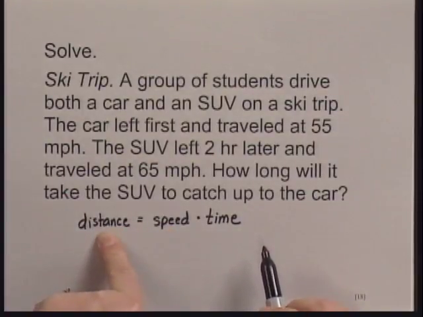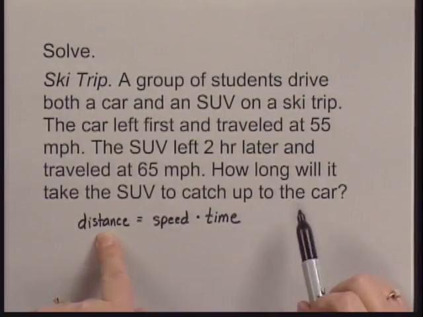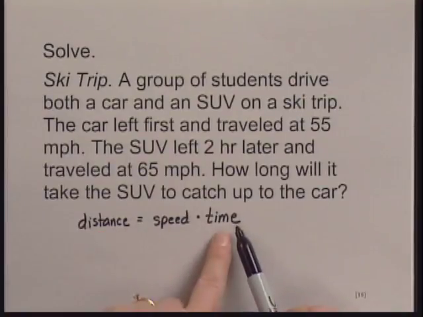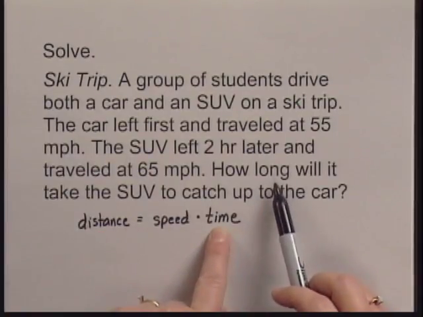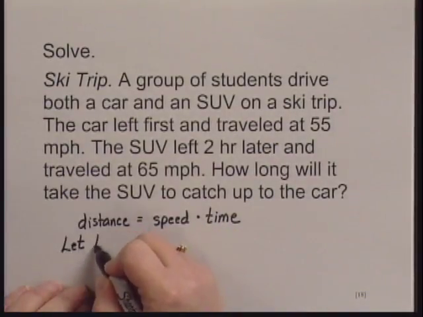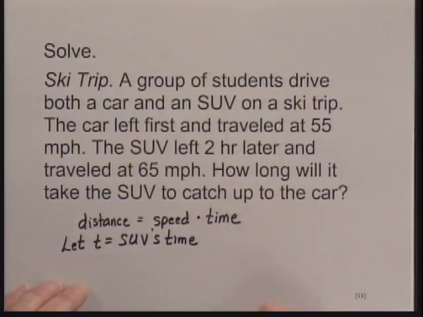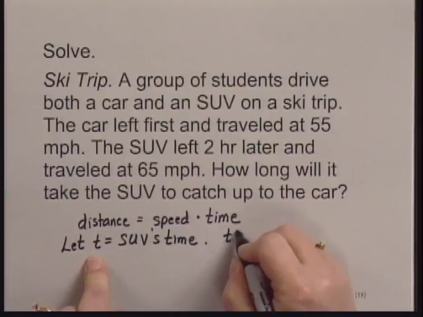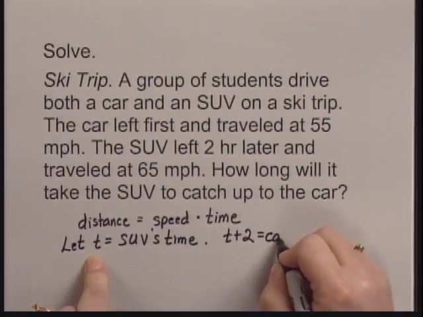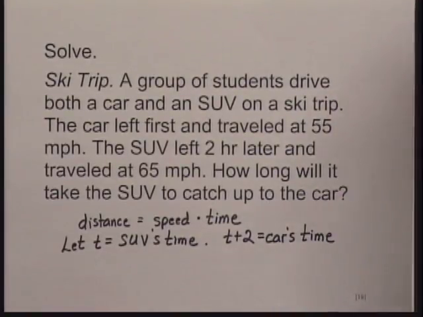The distances will be the same because at a certain amount of time, the SUV is going to catch up to the car, which means they will have traveled the same distance. The times we don't know, and that's what we're asked to find, how long it will take the SUV to catch up to the car. So let t equal the SUV's time of travel. Now, if the SUV travels t hours, then t plus 2 is the car's time of travel. And that's our first step, familiarizing ourselves with the situation.